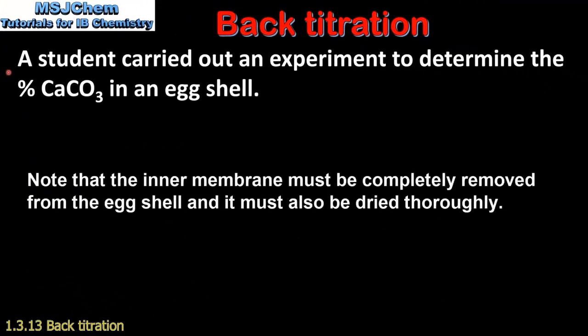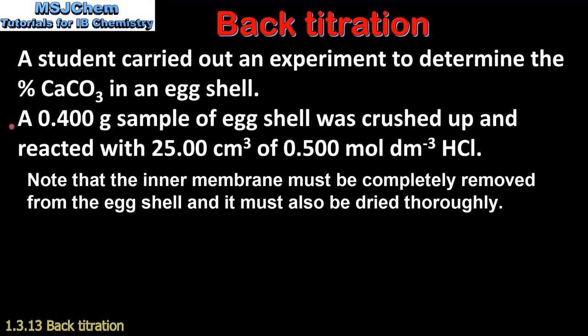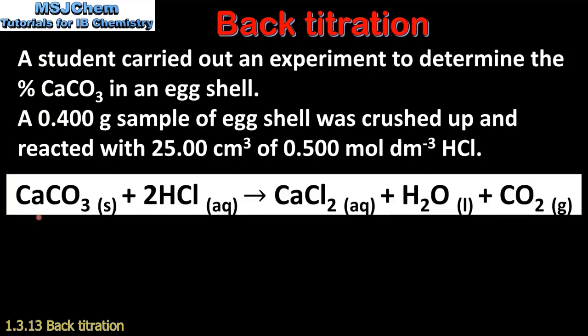A student carried out an experiment to determine the percentage calcium carbonate in an eggshell. A 0.4 gram sample of eggshell was crushed up and reacted with 25 centimeters cubed of 0.5 mole per decimeter cubed hydrochloric acid. Here we can see the reaction that takes place between calcium carbonate and hydrochloric acid. The calcium carbonate in the eggshell reacts with hydrochloric acid to produce the salt calcium chloride, water, and carbon dioxide gas.